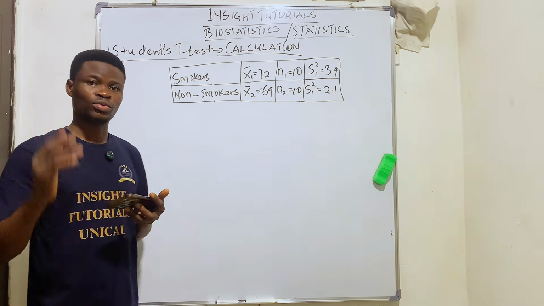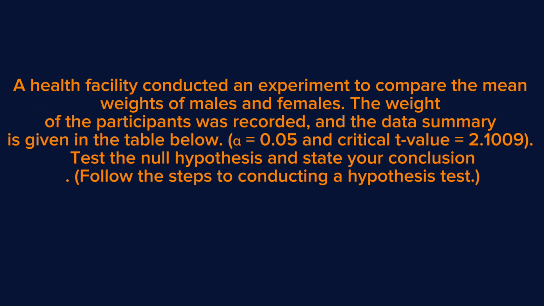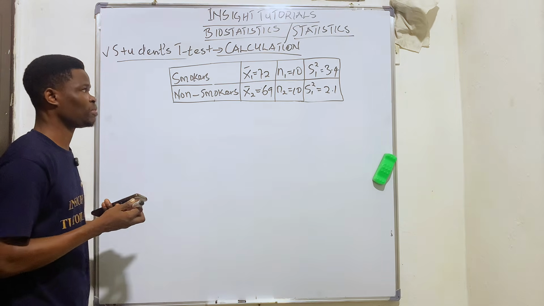All right, so we're going to go into the student t-test example question. The question says, a health facility conducted an experiment to compare the mean weights of males and females. The weight of the participants was recorded, and the data summary is given in the table below. Alpha level equals 0.05, and we're given a T critical value of 2.1009. Test the hypothesis, the null hypothesis, and state your conclusion. Follow the steps to conducting the hypothesis test. And so we have that question given, and this is it displayed here on the board.